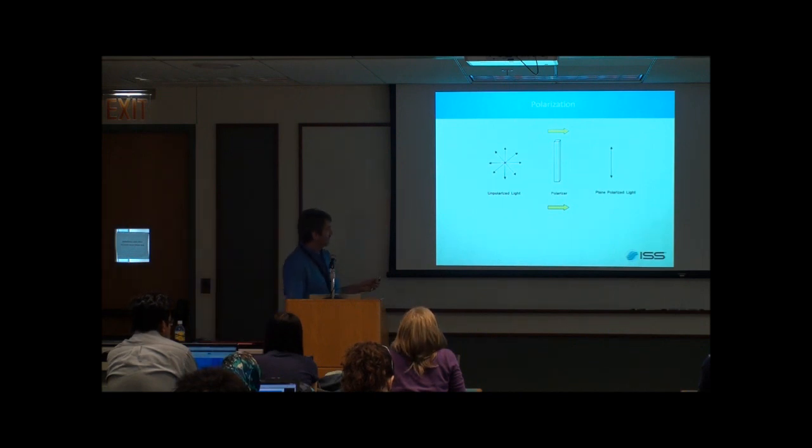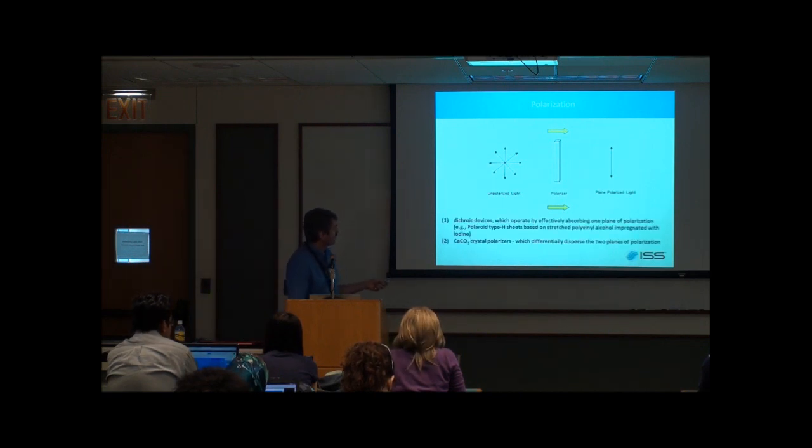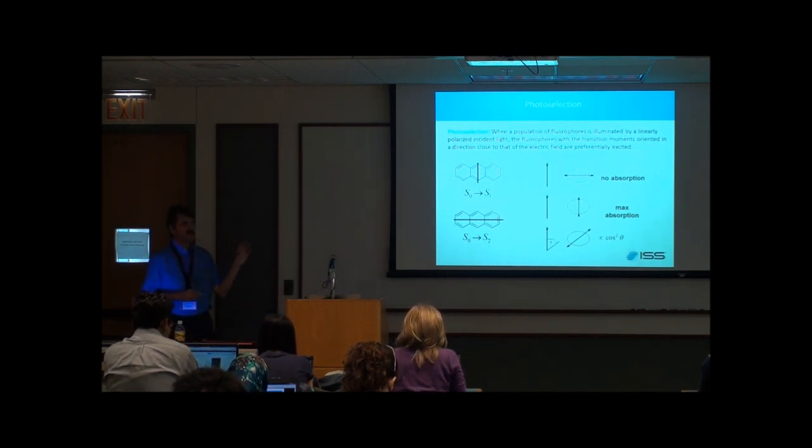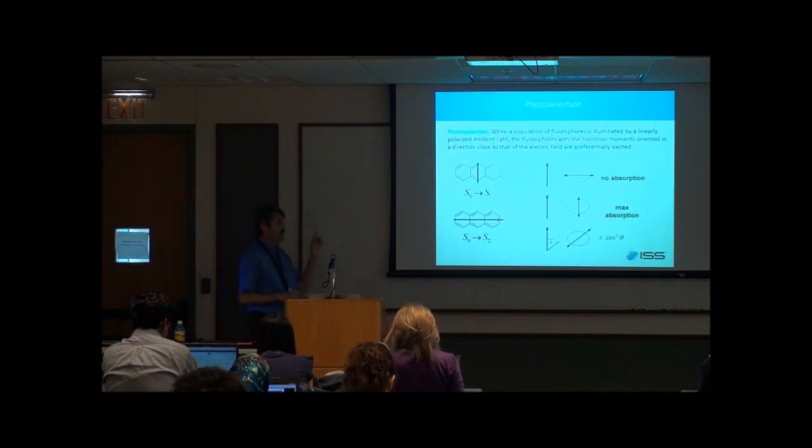Now, these polarizers are of the Polaroid type, which is what is typically used in sunglasses, or a calcite polarizer, which is a mineral that is birefringent and separates the two planes of polarization. Now, let's think of how to use the polarization with molecules. And this is the concept of photoselection.